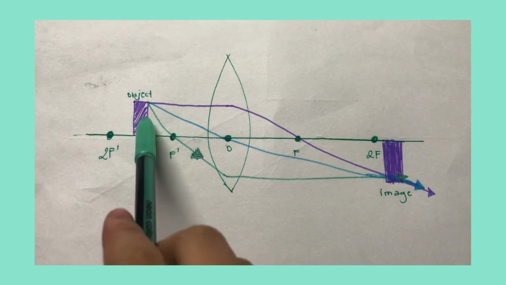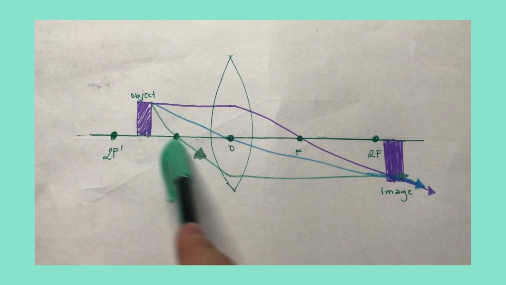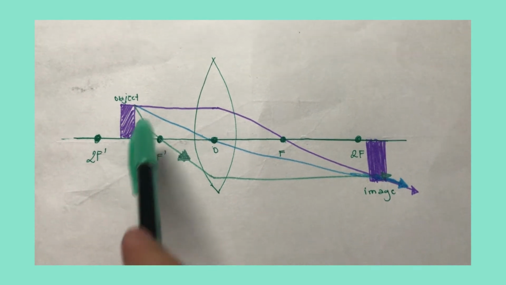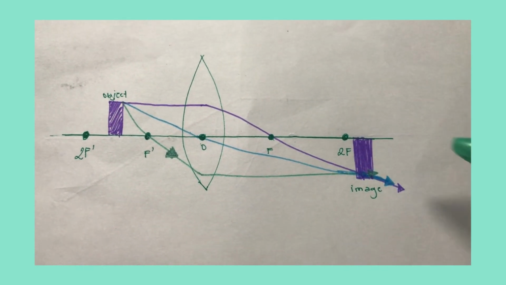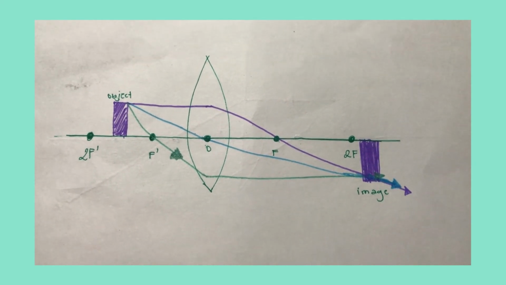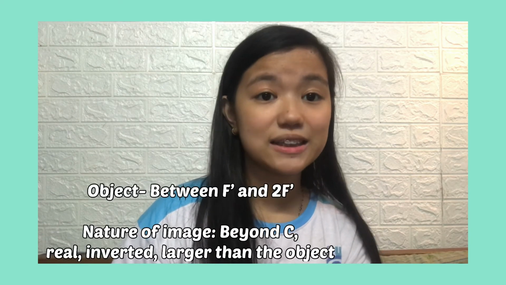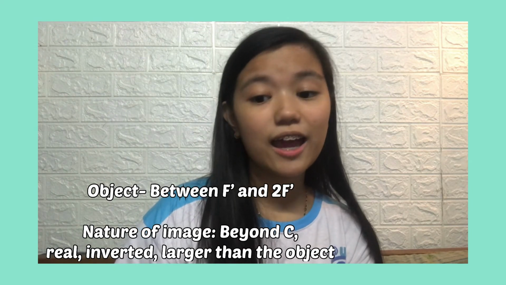This is also used in projectors to have a magnified image. The convex lens is placed in front of the object such that the object is between f prime and 2f prime. And this is how it looks like. When light passes through it, we get an image on the screen larger in size compared to the size of the object. Plus, the image is inverted. So actually, there is an inverted image inside the overhead projector that we see in our school, which is then projected on the screen inverted, so we can see it upright. Overall, the nature of the image is beyond C, real, inverted, and larger than the object.